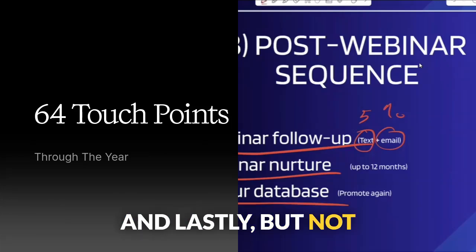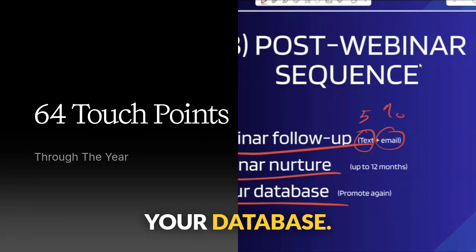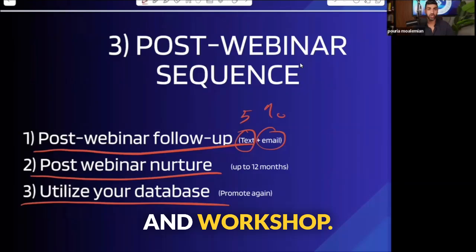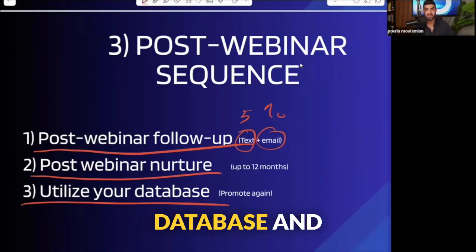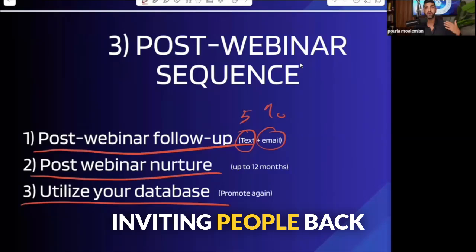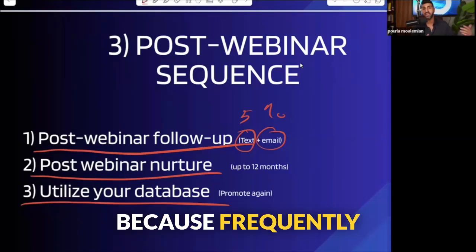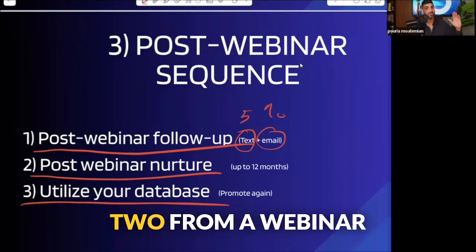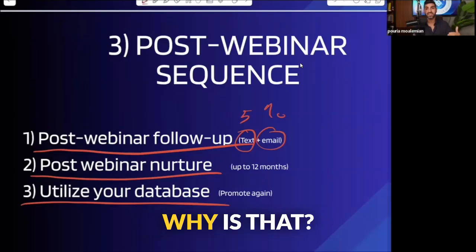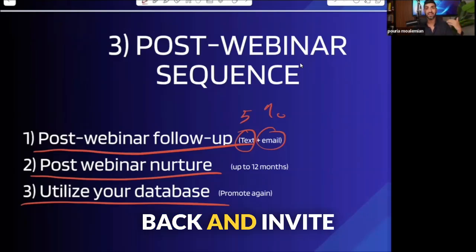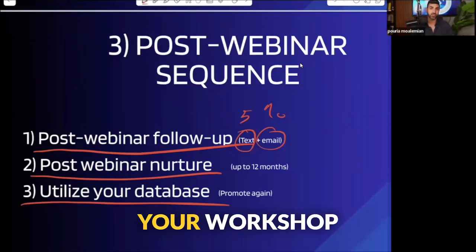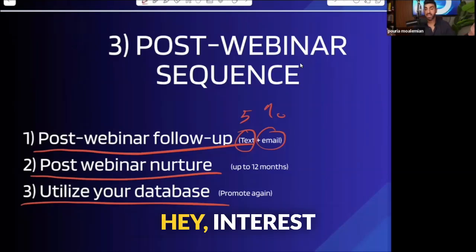And lastly, but not least, is utilizing your database. As you move forward and do webinars and workshops, you keep coming back to your database and inviting people back to your workshop, because frequently we have clients coming back to us saying, hey, we just closed a deal or two from a webinar 6 months ago. Why is that? It's because we constantly go back and invite people to future workshops. You can always invite people again by saying, hey, interest rates just dropped, here's a new workshop.